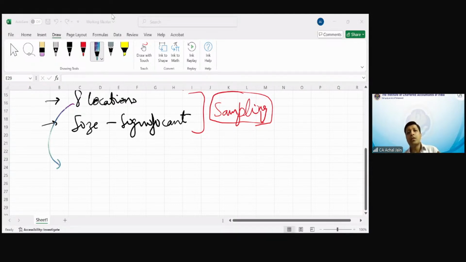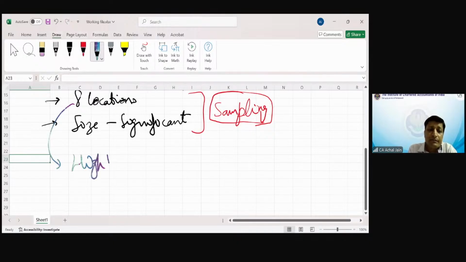Because the more items of high value are picked up and selected, the more value of inventory will get selected. Yes or no? So that's why the sample size would be selected in such a manner that more items which are high value in nature will be selected. Okay, so that's going to be the first parameter. And the majority of these items which are of high value are selected.